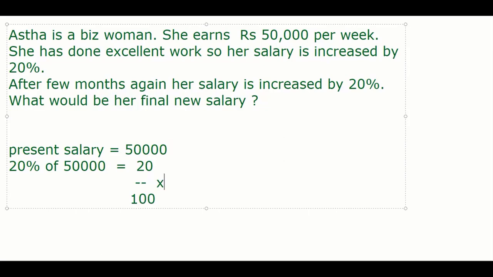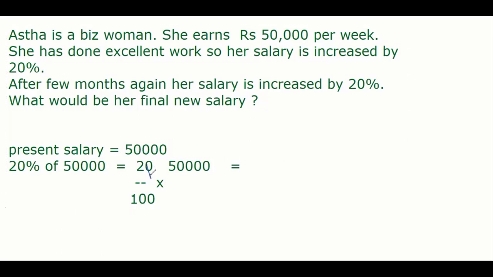Most of you have done that, I know, but I'll tell you what problem you have made. So Asta will calculate this: 10,000, because this 0 goes with this 0, 5,000 into 2 is 10,000. So 10,000 is the increased part, not the new salary, right Asta? Yes, sir. We have to add it to the present salary. Correct. Salary was 50,000 plus 10,000 increased. So how much is the new salary now, Asta? 60,000. So now the salary becomes 60,000.